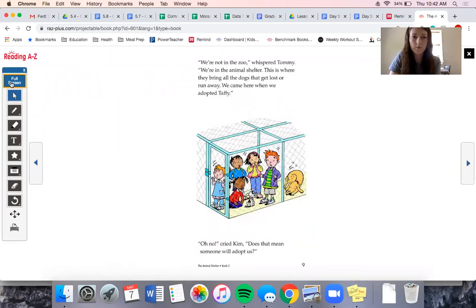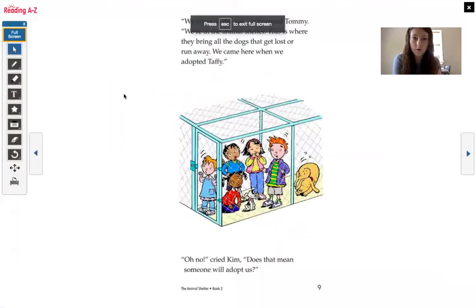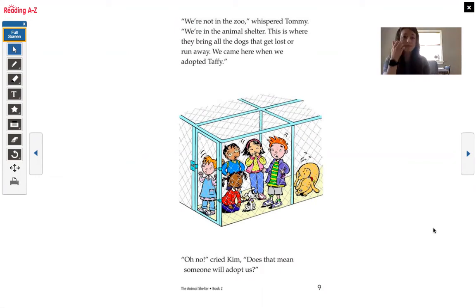So Tommy's saying, "We're not in the zoo," whispered Tommy. "We're in the animal shelter. This is where they bring all the dogs that get lost or run away. We came here when we adopted Taffy." "Oh no," cried Kim. "Does that mean someone will adopt us?"